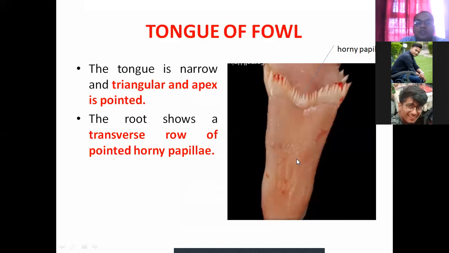Okay. Now, the tongue of the fowl is almost triangular in appearance, and the root of the tongue has a transverse row of horny papillae. This one, this is the important thing. On the root of the tongue, you will find the horny papillae. It is almost triangular in shape, with a transverse row of horny papillae in the fowl. So this is the tongue of the fowl. So this is all about the tongue.